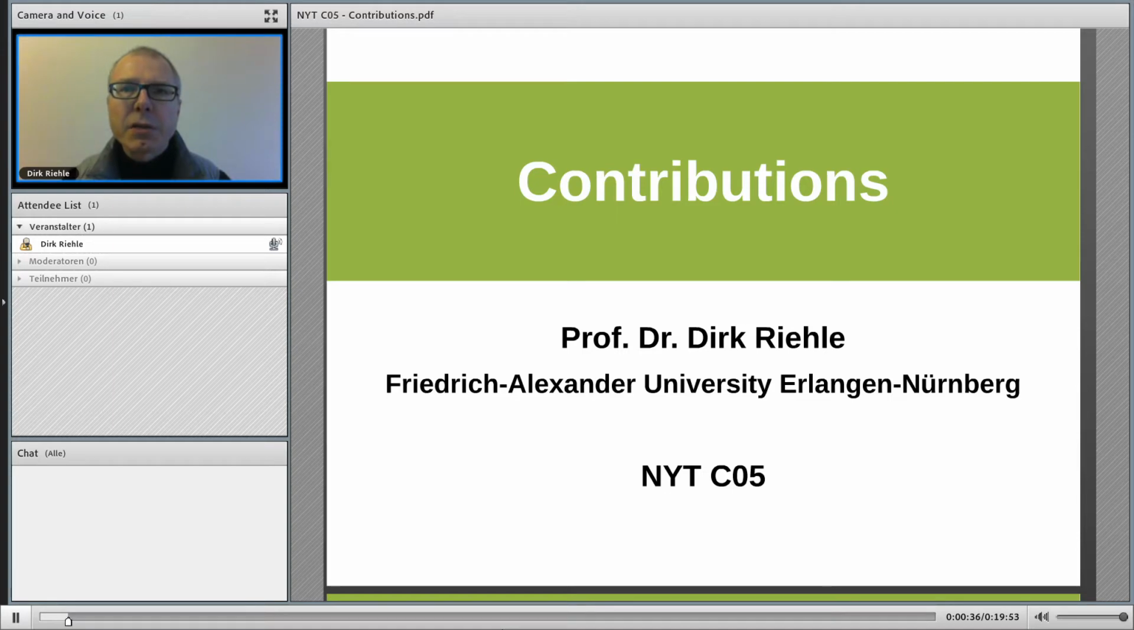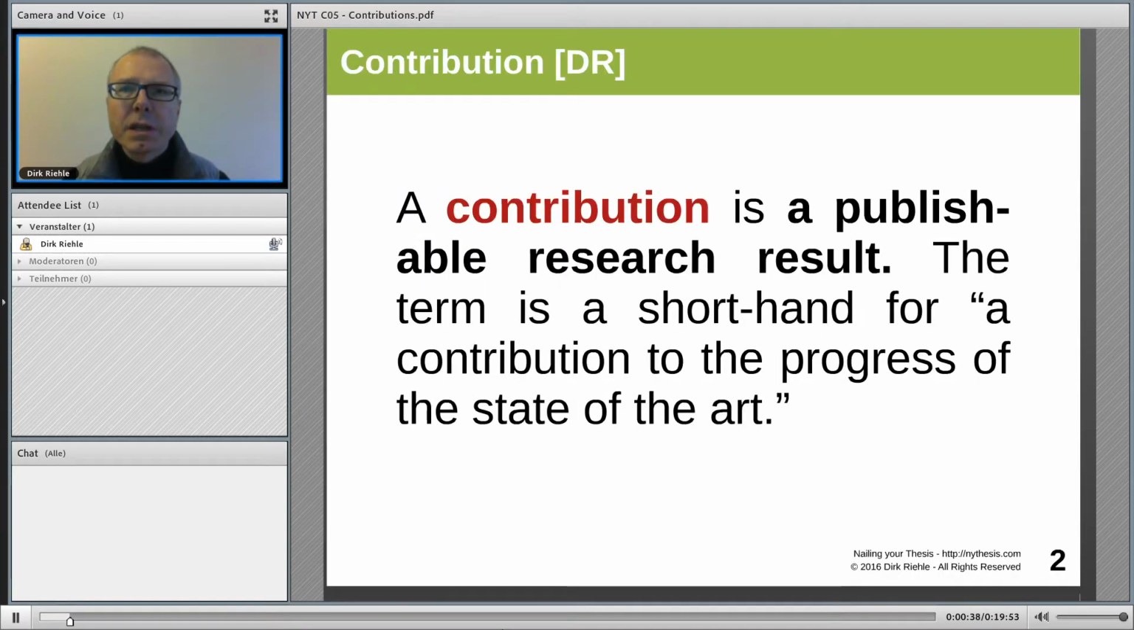Now, that's another funny term that scientists are using with a specific meaning, and contribution means a publishable research result. It's a shorthand basically for your contribution to the progress of the state of the art, the new insights you generated. And like paper is being used in a special sense, contribution is also being used in the special sense of a research contribution in the language of science.